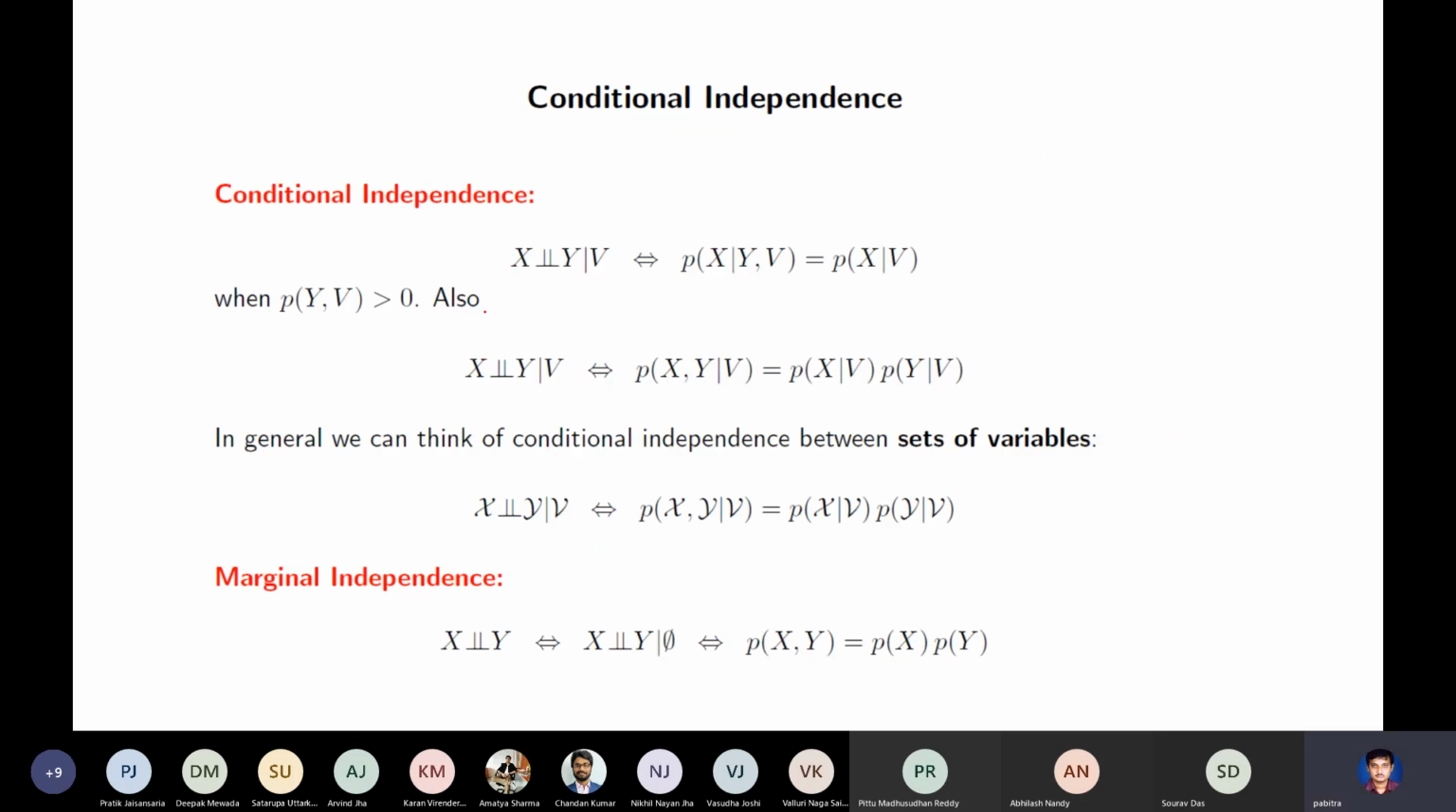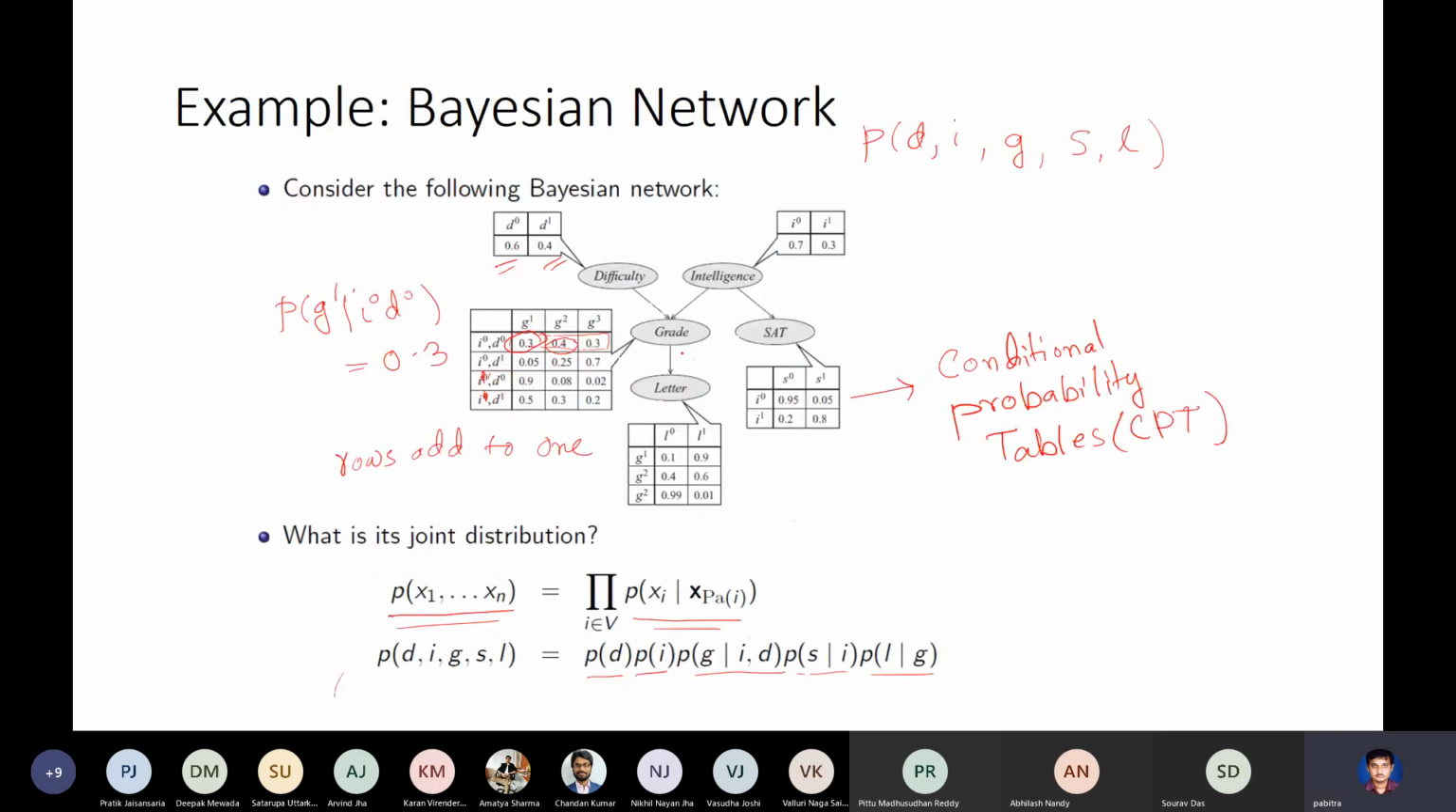Now, if I want to find out, suppose I want to completely write down this joint probability distribution, what would it look like? It would look like something like this. I have five values, D, I, G, S, and L, and this would be the corresponding probability. So D equal to D0, I equal to I0, G equal to G0, S equal to S0, L equal to L0, D equal to D1, I equal to I0, G0, S0, L0. So how many entries will be there?